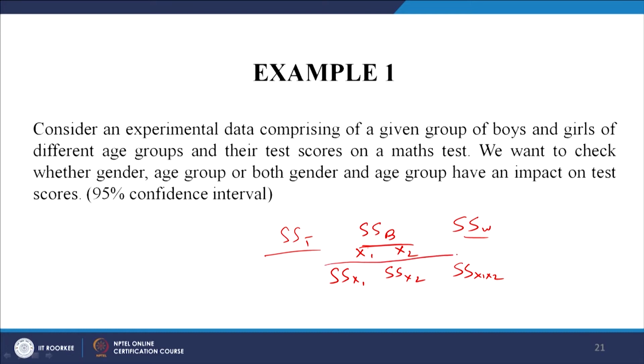These three things together will be added up with the sum of square within to make the total, let us say. So, this is what we had said. Okay. So, this plus this.